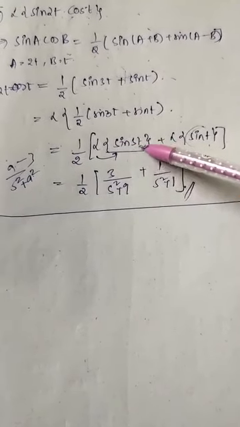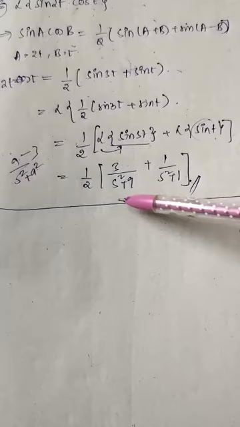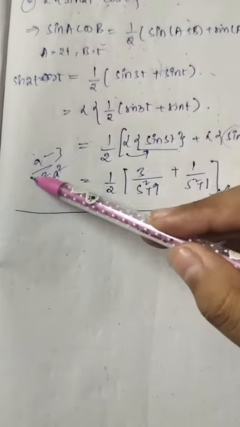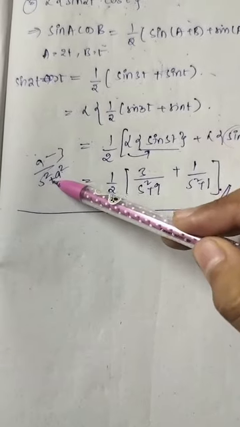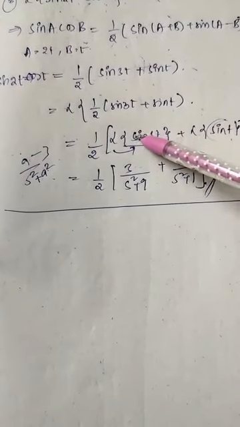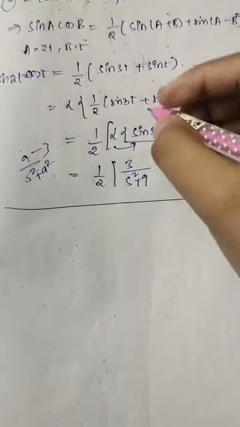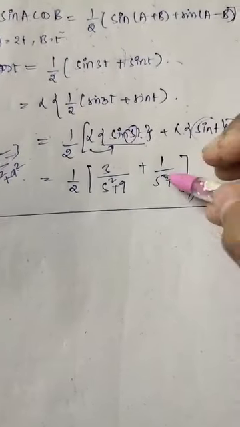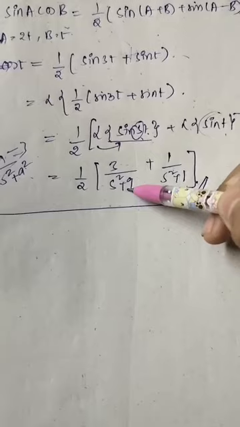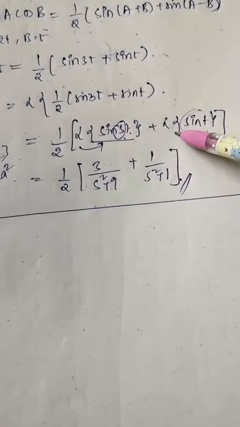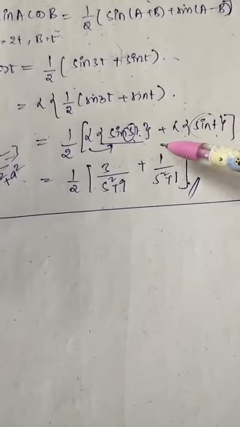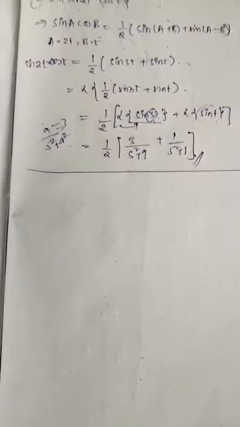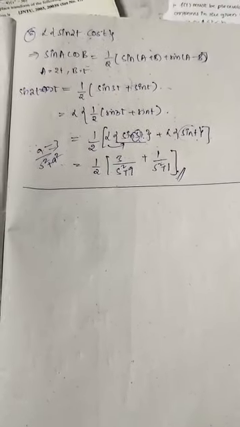Laplace transform of sin 3t is 3 by s square plus 9. So here sin means, what is the formula? a by s square plus a square. What is the a here? 3. So a is 3. So 3 by s square plus 3 square, that is 9, plus sin t. Again a is 1 here. So 1 by s square plus 1. Now we have completed this problem. You can take a look at it.